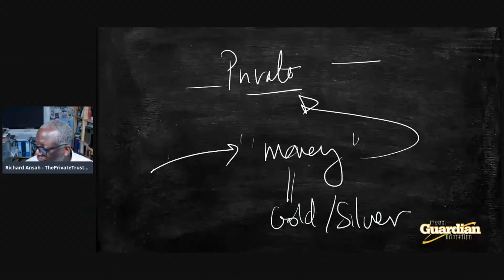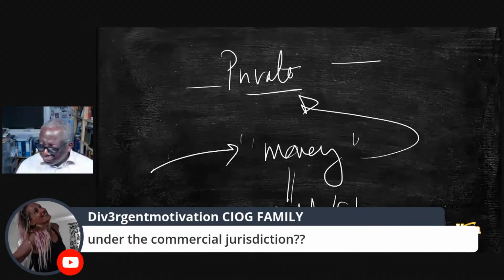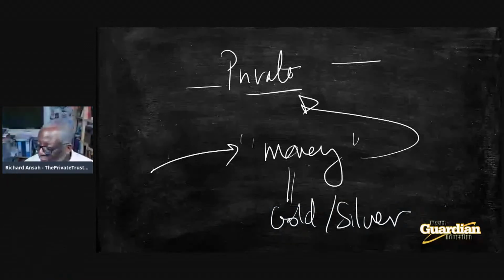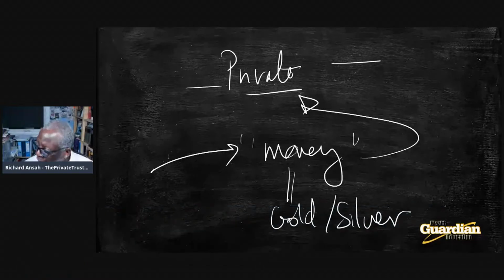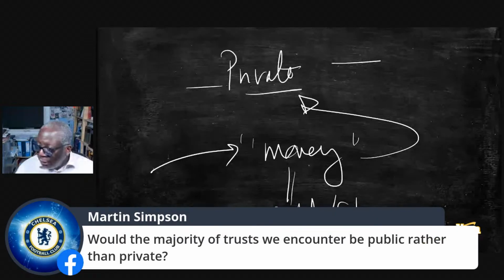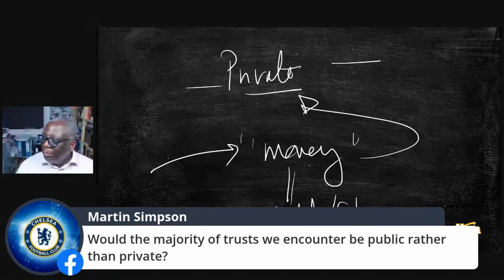And the question was why I wouldn't put money, cash, pound notes, etc., bank account, credit card money, whatever, in a private trust. So we were under commercial jurisdiction. Yeah, not the answer I'm looking for, but yeah, we've got registration number. It's right, but it's not what I'm looking for. Would the majority of trusts we encounter be public rather than private? Yes, absolutely.